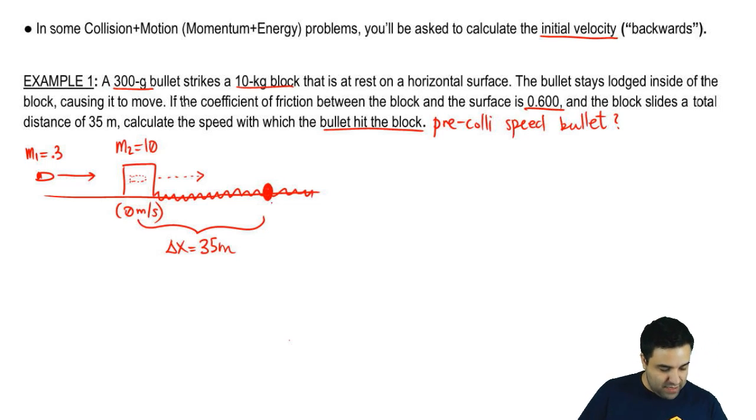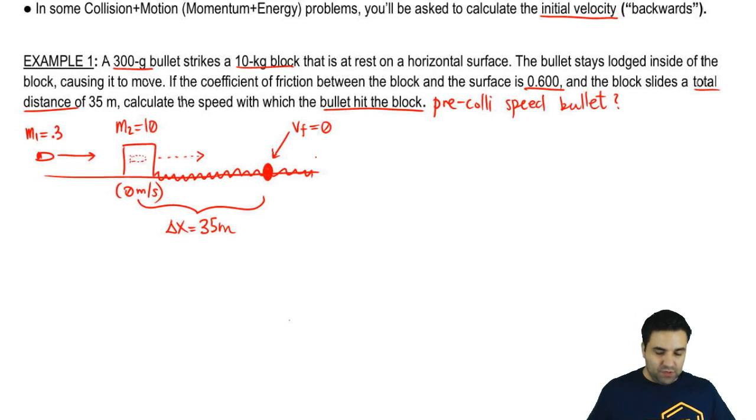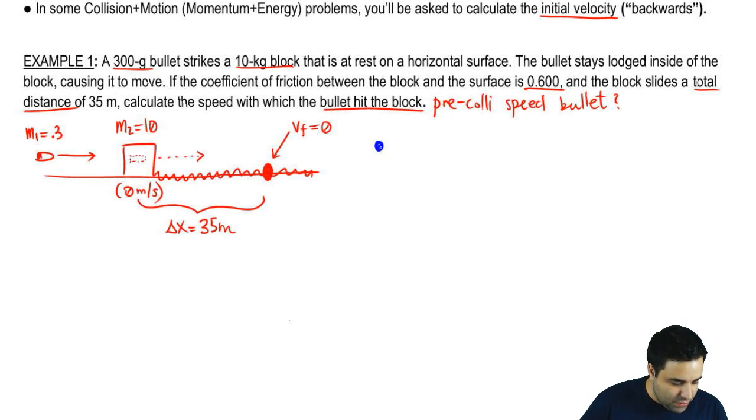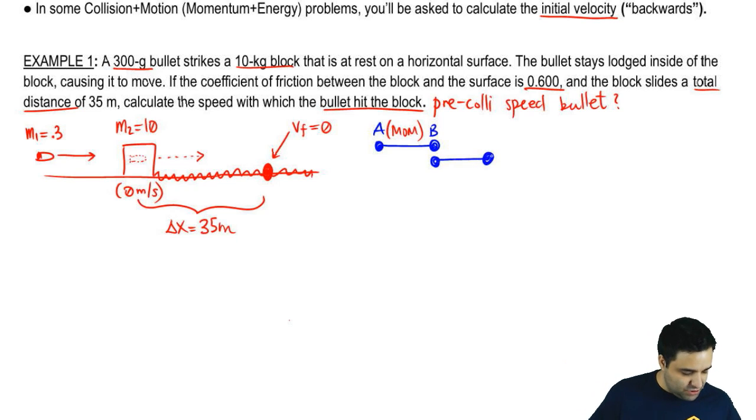Okay. Now, if it travels a total distance of 35 meters, it's implying that the final velocity here is 0, that the block stops. And as always, we're going to use conservation of energy and conservation of momentum. The first thing that happens in this problem is a collision. So from A to B, I have a collision. Therefore, we're going to use the conservation of momentum equation. And from B to C is where the block starts moving and then it stops. So at point C, it stops. And we're going to use the conservation of energy equation here.